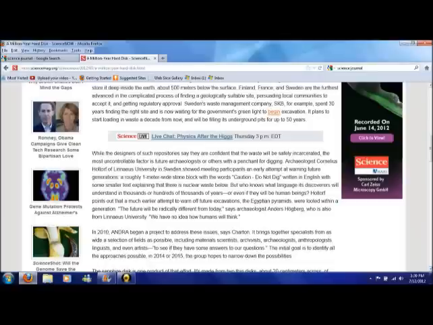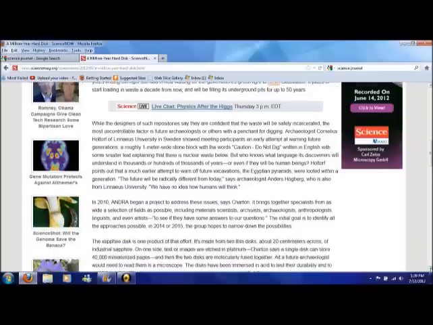Now, previous attempts to warn future generations have included this, a roughly 1 meter wide stone block with the words cautioned, do not dig. They admit the future will be radically different than today, and we have no idea how humans will think.